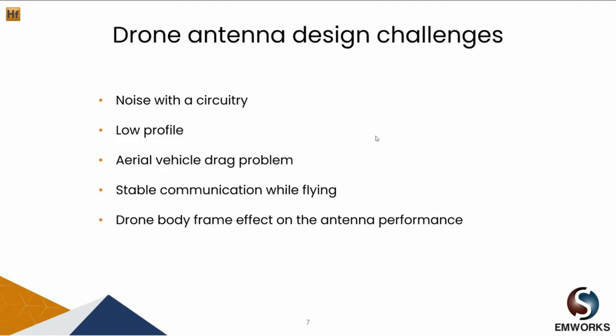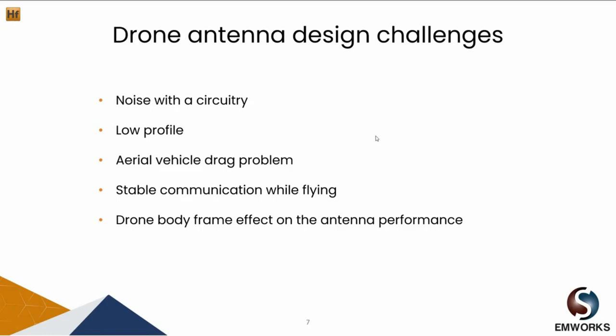It is preferable to locate the antenna in the middle of the wing where interferences are fewer. The antenna should be low profile to diminish the aerial vehicle drag problem when the drone is flying. To avoid losing the drone, stable communication must be maintained between the remote control and the drone. One way to achieve this is by installing an antenna in each arm of the drone to add spatial diversity to the system.